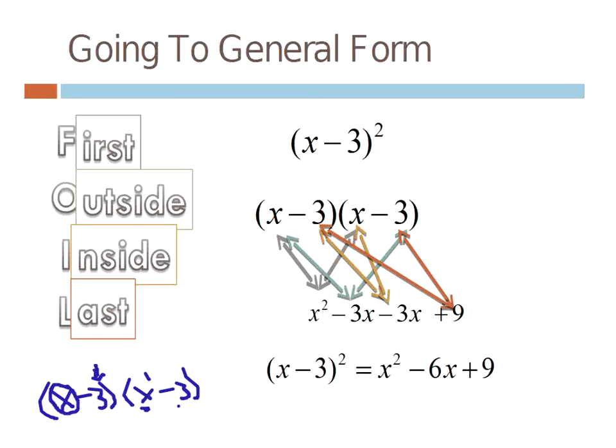And so you can see here I took the x squared, x times x is x squared. Those are the firsts. The outsides would be x and -3, that would give me -3x. The insides give me another -3x. Excuse me, and the last give me +9. You don't have to remember this. This is exactly what I said earlier. You just take this x and multiply by both terms in here, and take the -3 and multiply by both terms in there.